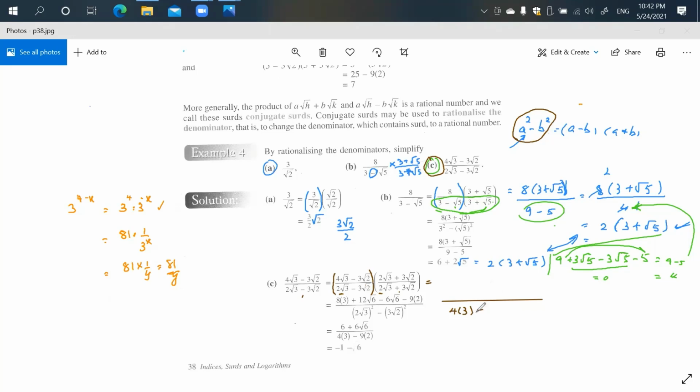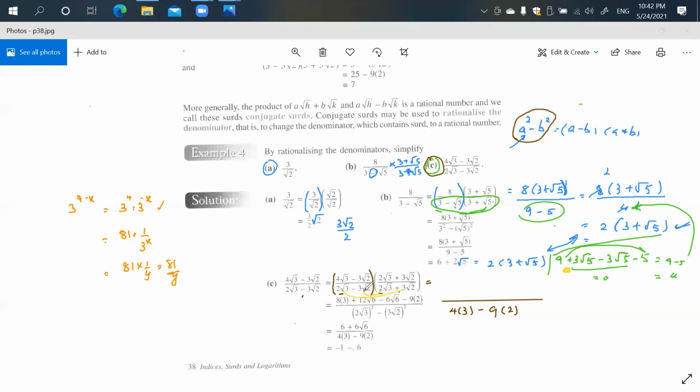3 times 3 becomes 9, right? And square root 2 times square root 2 becomes 2. The middle term, this one: this times this and this times this is gone, because one minus and one plus, the same number. So it is similar to this section I'm doing for you. Okay, it becomes 9 minus 5. So the middle term is gone.